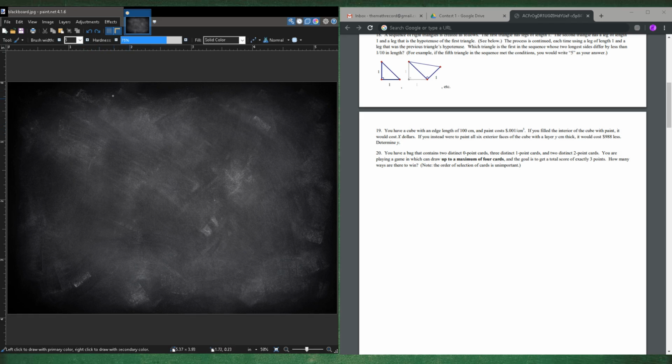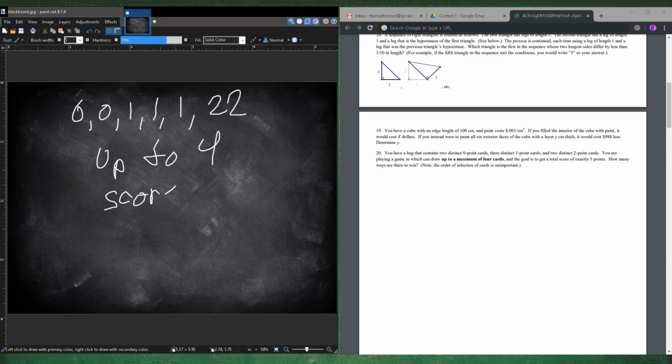Okay, so you have 2 distinct 0-point cards, 3 distinct 1-point cards, and 2 distinct 2-point cards. And the goal is that you could draw up to 4 cards, but you have to score 3. How many ways are there to win? So the order of selection is unimportant.